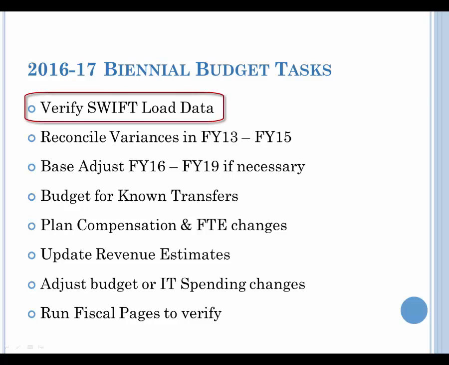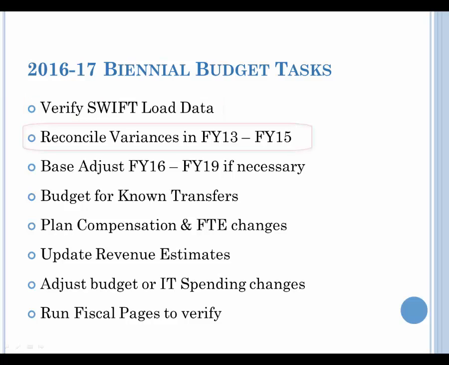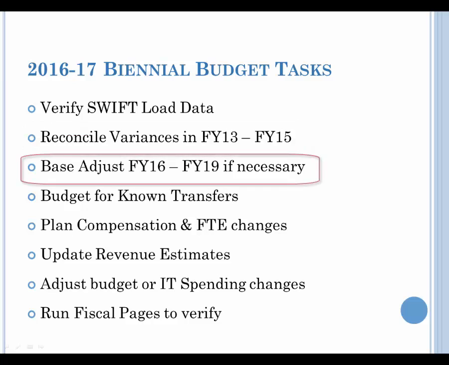First, make sure the starting data looks accurate and as you would expect. Second, find any variances that exist in your actual year data. If FY15 was not fully budgeted, fix the variances in this year. Then, base adjust any direct appropriated appropriations that have a different current law base than FY15 pushed forward.